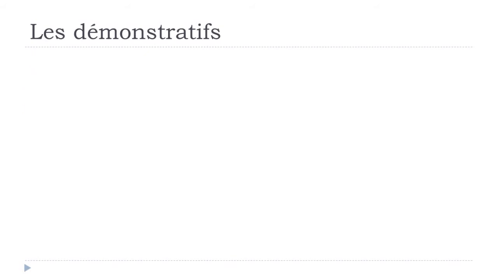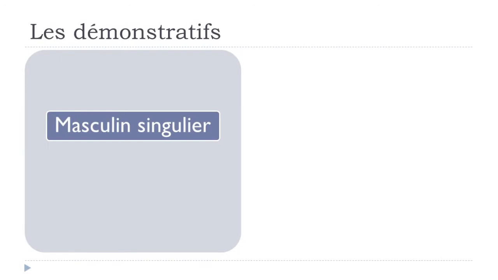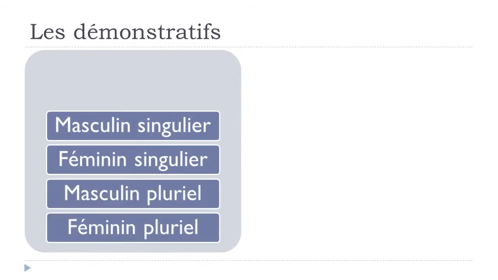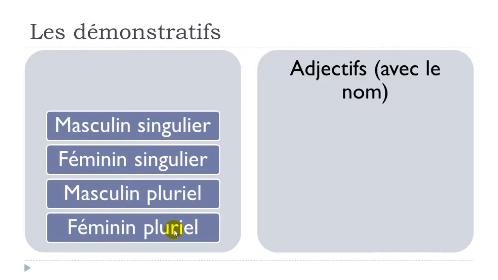Alright, so let's start. So we'll see for the adjective démonstratif, the masculine singular form, feminine singular form, masculine plural form, and then feminine plural form. Okay? Masculin singulier, féminin singulier, masculin pluriel, and then féminin pluriel. So let's see how they are.